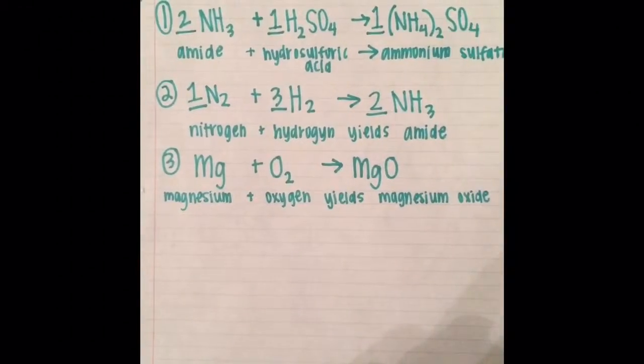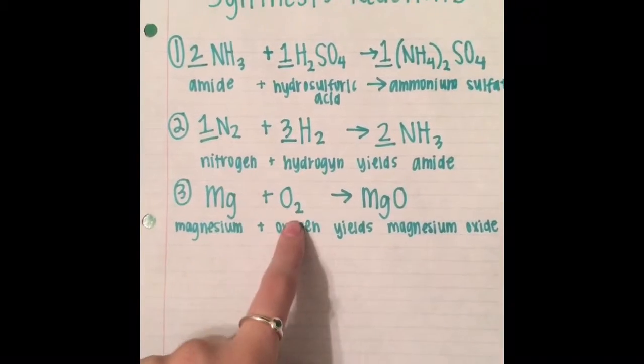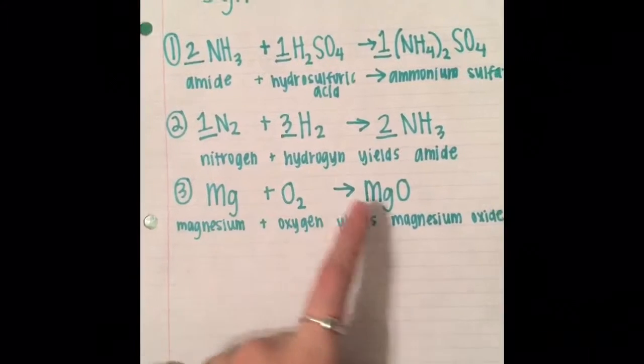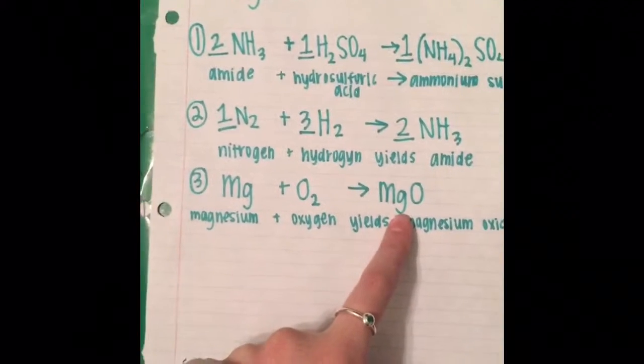So looking at our last synthesis reaction, we start out with magnesium plus oxygen yields magnesium oxide. So right here we start off with 1 magnesium, and we also have 1 magnesium over here, so we don't need to do anything with that.